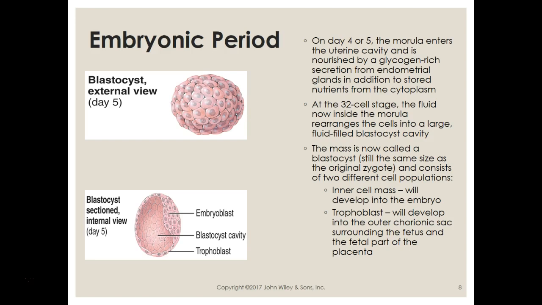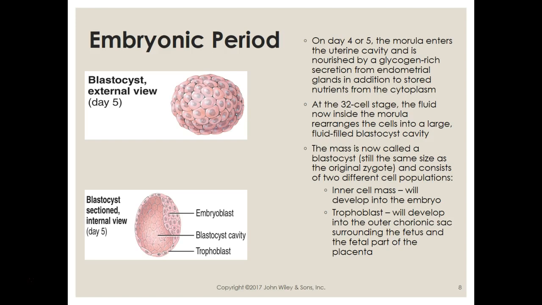So the morula enters the uterine cavity on about day 4 or 5 and starts to reorganize and forms a blastocyst cavity. So once the blastocyst cavity is formed, the developing mass is called a blastocyst. Now it has hundreds of cells, but the blastocyst is still about the same size as the original zygote. During the formation of the blastocyst, 2 very distinct populations of cells arise. The inner cell mass is located internally and will eventually develop into the embryo, and the trophoblast is the outer ring of cells that surrounds the sphere and forms the walls of the blastocyst.